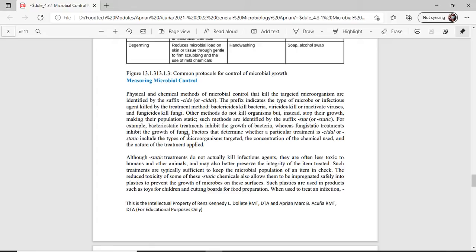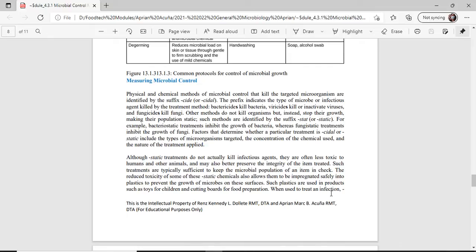Where fungistatic treatment inhibits the growth of your fungi. Factors that determine whether a particular treatment is cidal or static include the type of microorganism being targeted, the concentration of the chemical used, and also the nature of the treatment being applied. Although static treatments do not actually kill the infectious agent, they're often less toxic to humans and other animals because hindi na sila mag-proliferate or mag-multiply. And they also better preserve the integrity of the items treated, such treatments being typically sufficient to keep the microbial population of an item in check.